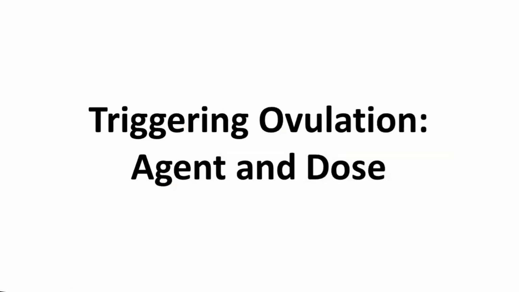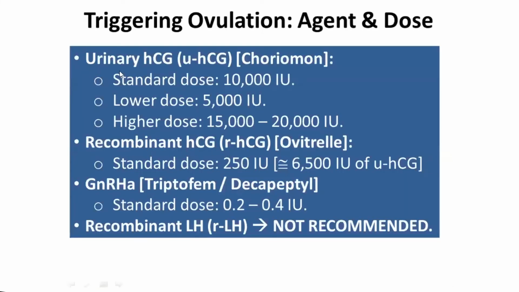What do we use for triggering ovulation? We have urinary HCG, which is a hormone. The standard dose is 10,000 international units, which is 2 ampoules. The lower dose, which is 1 ampoule, 5,000 international units, and higher doses, which is 3 ampoules or 4 ampoules. The recombinant HCG, which is the Ovitrel, the standard dose is 250 international units, which is equivalent to 6,500 international units of the hormone.